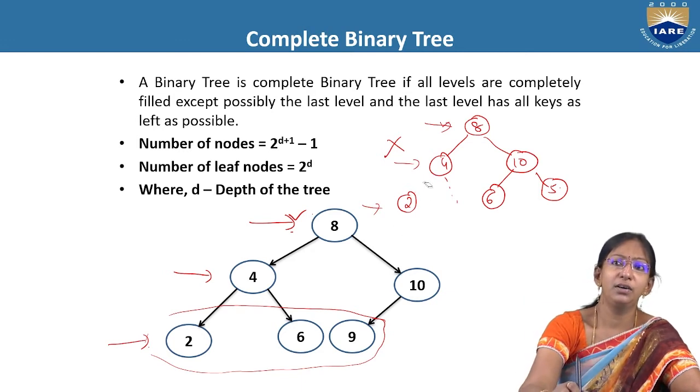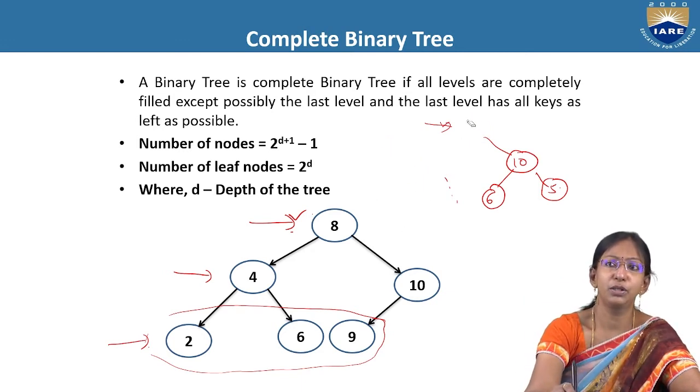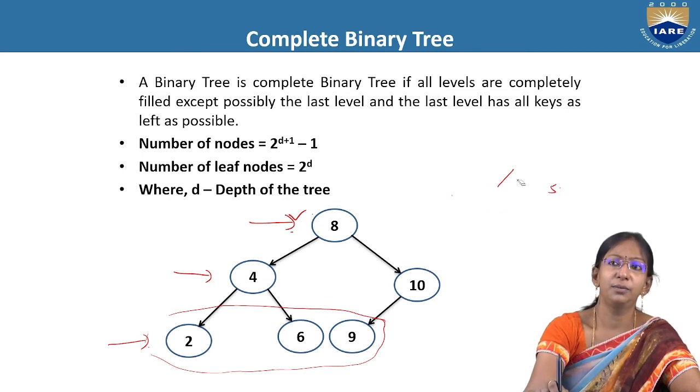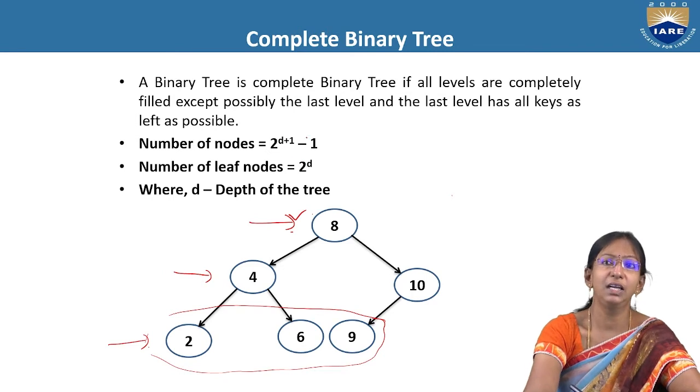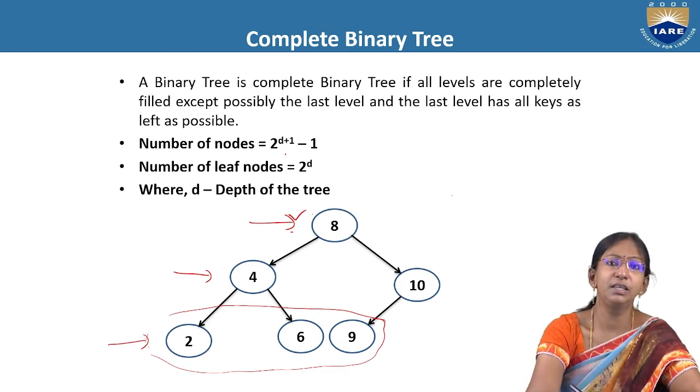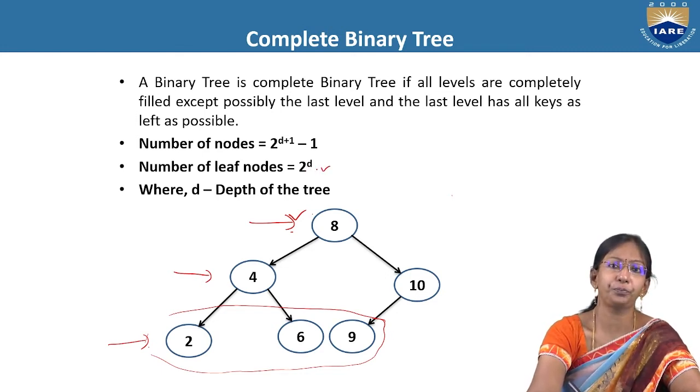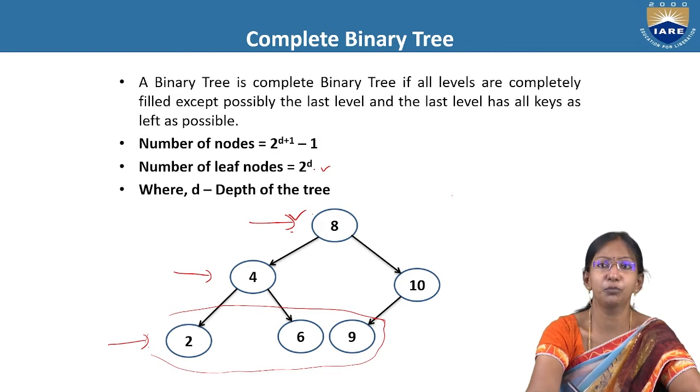So here are the basic formulas which you need to learn. The number of nodes in a complete binary tree is 2 to the power of d plus 1, minus 1, where d is the depth of the tree. And the number of leaf nodes is 2 to the power of d, again where d is the depth of the tree.